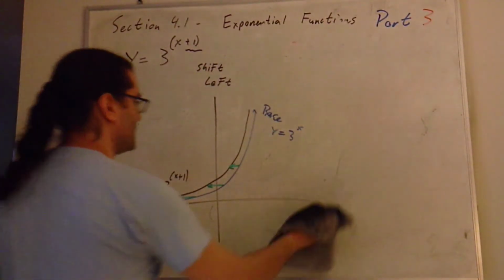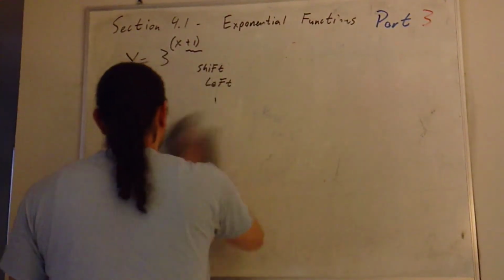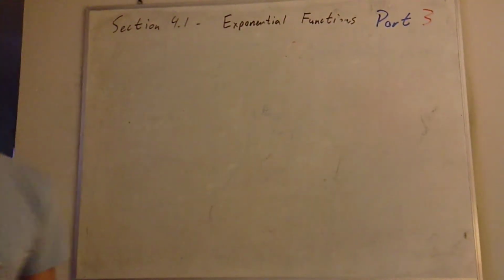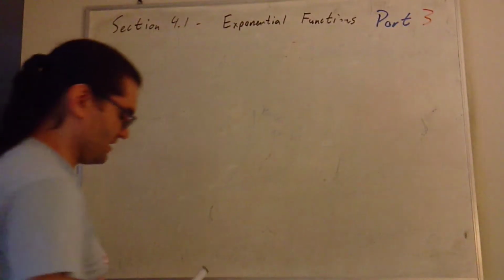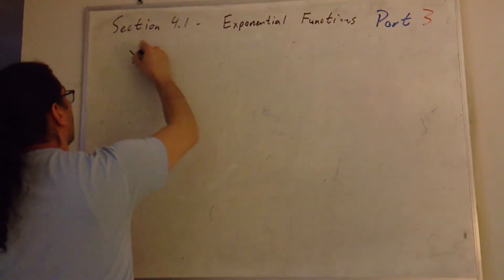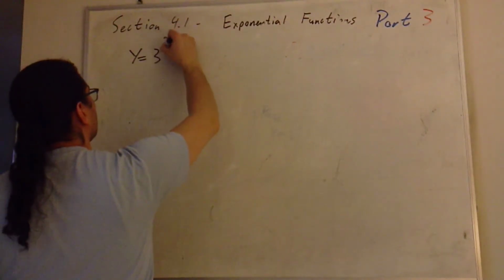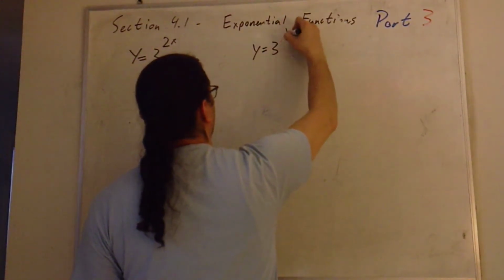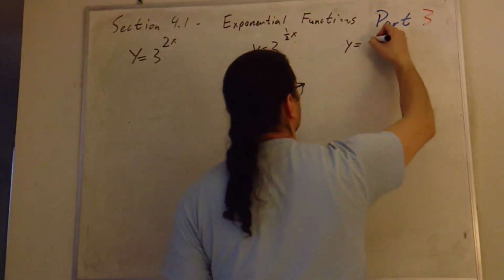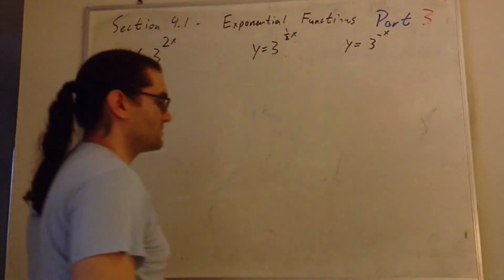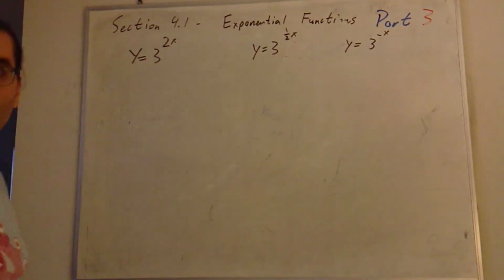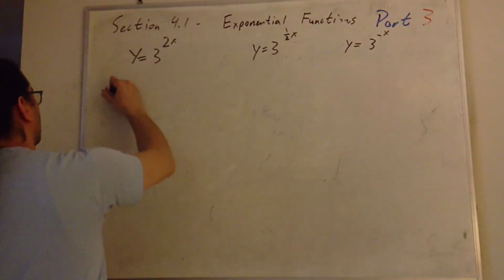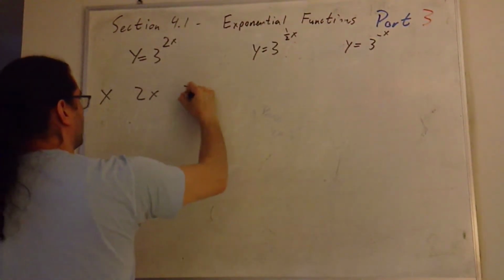There's one other kind of transformation we need to talk about, and that is multiplying on the inside. So I want to do y equals 3 to the 2x. I want to do y equals 3 to the 1/2 x. And I want to do y equals 3 to the negative x. I think we can do all 3 of these in one big swoop. I'm going to start with this one.